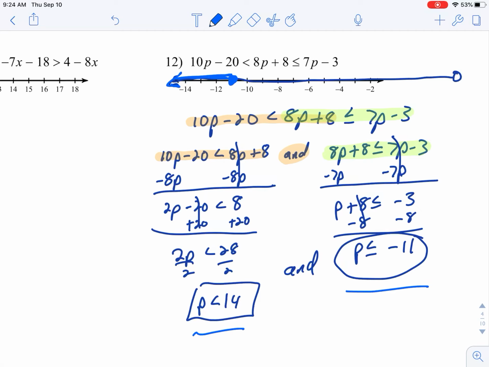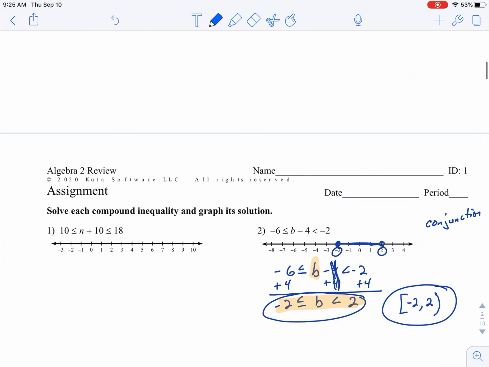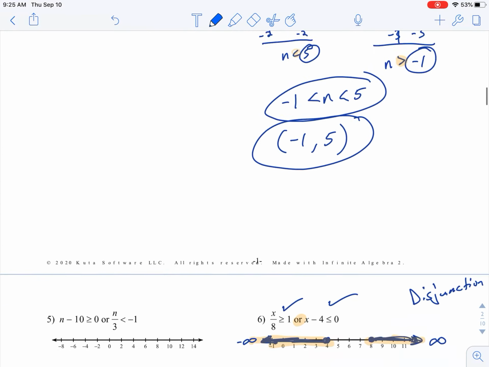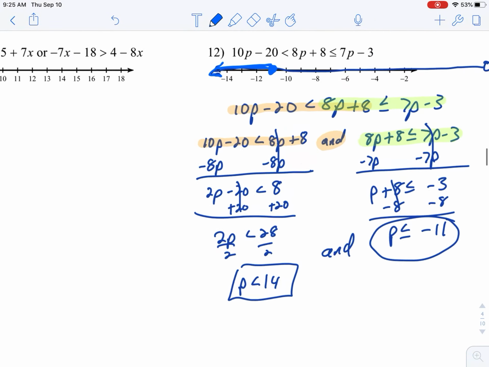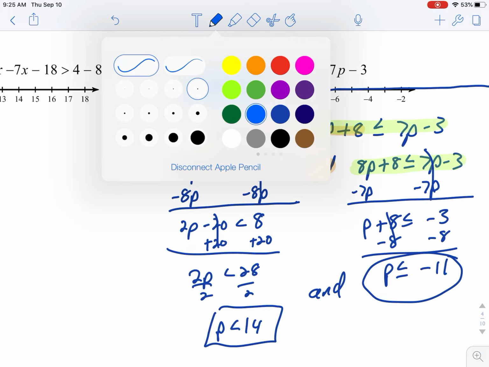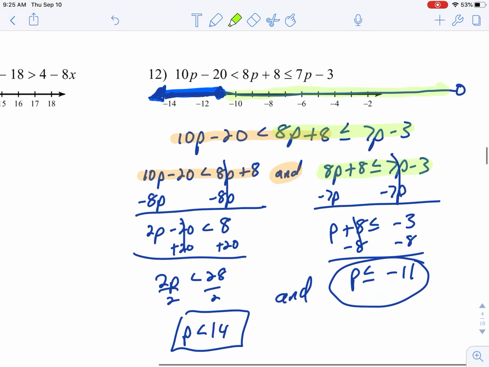If you think of another number like 5, 5 is less than 14, but it's not less than negative 11. So with an "and," we're only allowed to count the answers where both are true at the same time. That goes back up to these notes. With "and," both have to be true at the same time. So the answer can only be the numbers represented by the light blue arrow. The light blue arrow covers a section of the dark blue arrow. Therefore, that's physically where they're both true, which means we have to disregard this part of the answer.